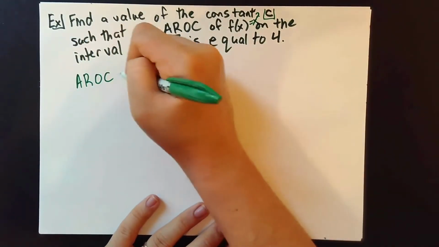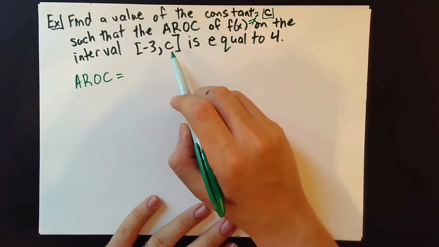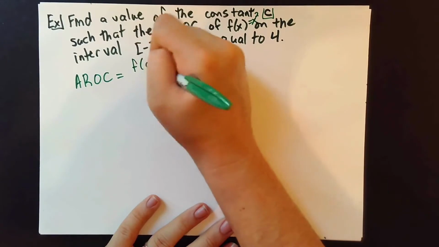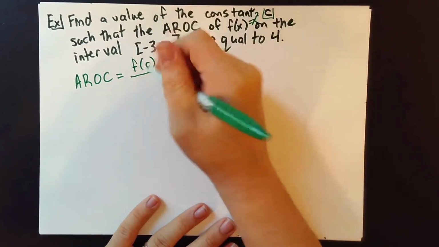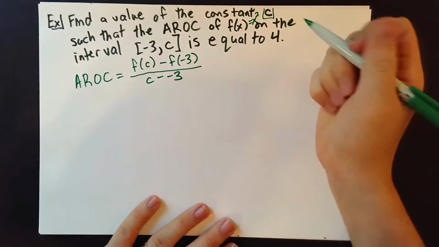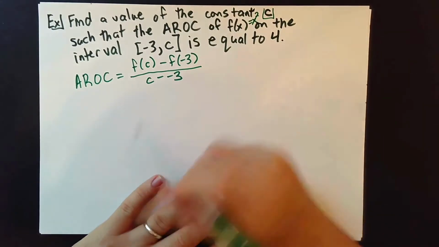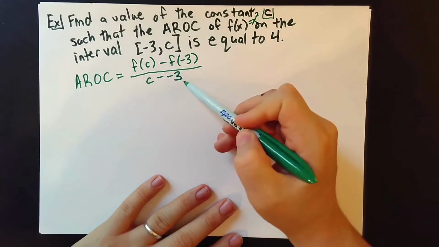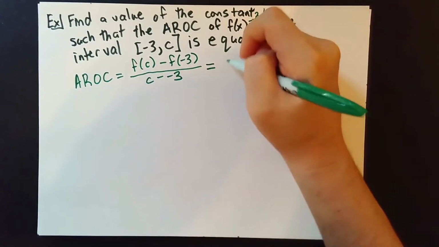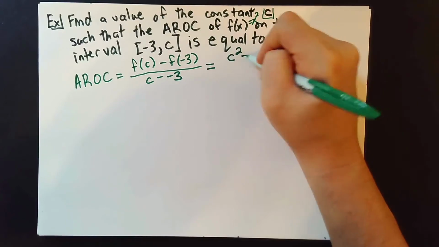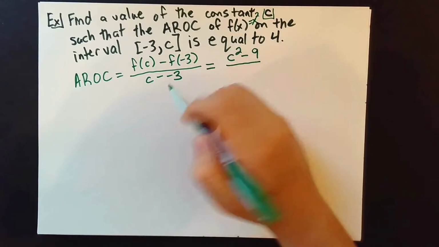Well, we're going to write down a formula for the average rate of change on this. So remember, the average rate of change on the interval is going to be f of c minus f of minus 3, divided by c minus minus 3. All I did here was to remember that the average rate of change is the change in the output over the change in the input. Here I have to use the fact that the function's x squared, so f of c is c squared, f of minus 3 is 9, and c minus minus 3 is c plus 3.